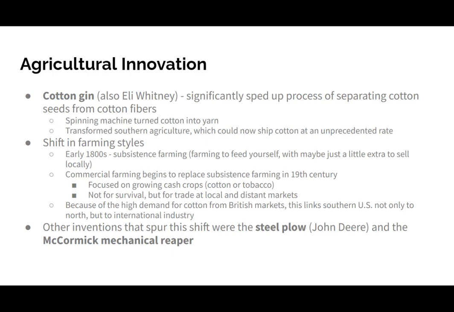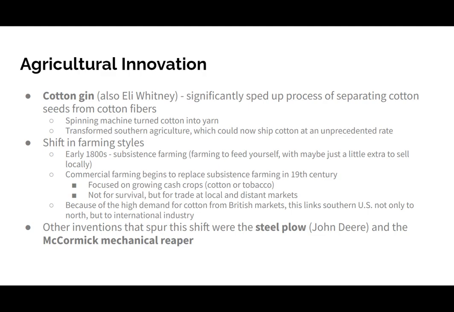Okay, so let's talk a little bit about the agricultural changes and technology we're seeing as well. So I already kind of mentioned the cotton gin, which was also created by Eli Whitney. This significantly sped up the process of separating cotton seeds from cotton fibers. So the spinning machine, another invention, turned cotton into yarn, and this really transformed Southern agriculture, the cotton gin, which can now ship cotton at this crazy unprecedented rate due to really high demand from Britain and also from the Northeast and textile mills there.